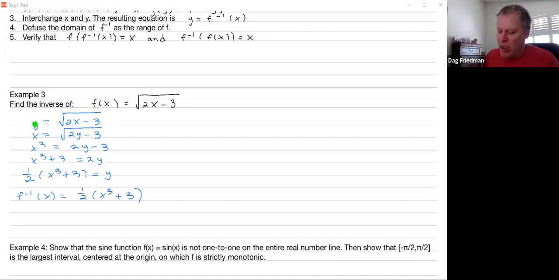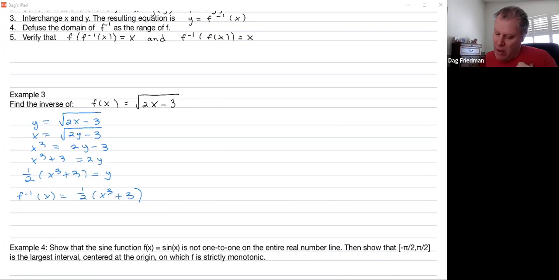I switch them for x and switch them for y, and then you have to solve your function in terms of y. Okay, if you do those two things correctly, you'll have taken the inverse. Now we should verify that these two are inverses, and we'll do that in just a second.